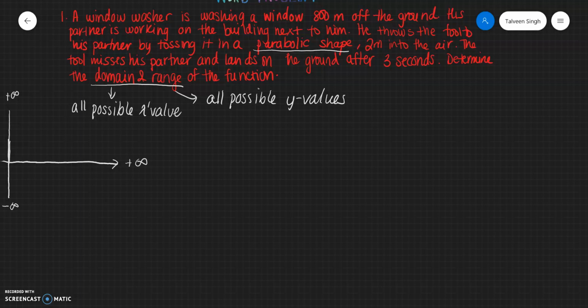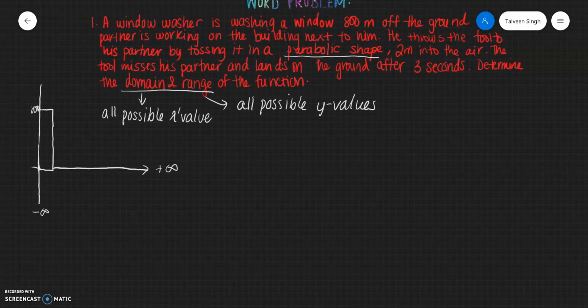First things first, we know that this is the building, and it's about 800 meters off the ground. Sorry, just going to draw this in a little bit nicer. So this is my building. It's about 800 meters off the ground, right? So I'm just going to write 800 right here. Just going to move this over a little bit so that you can see that better. So these are all my negative x's, negative infinity. Okay, so that's 800 meters off the ground.